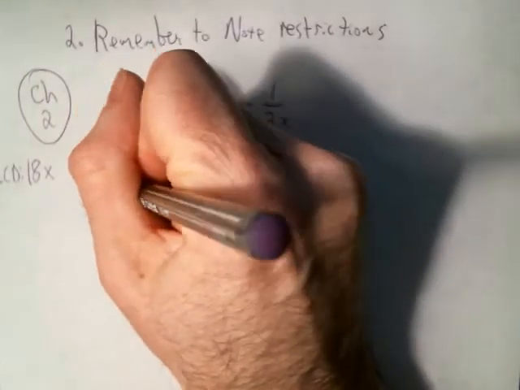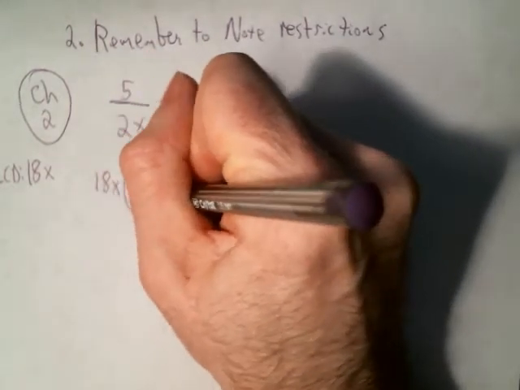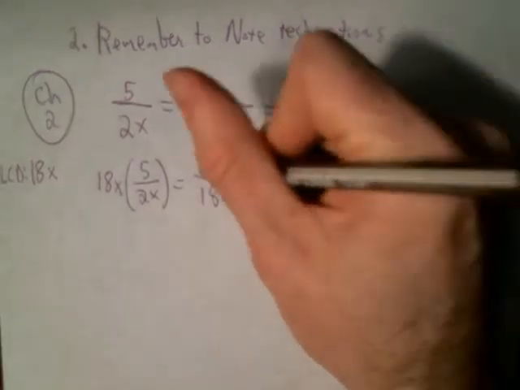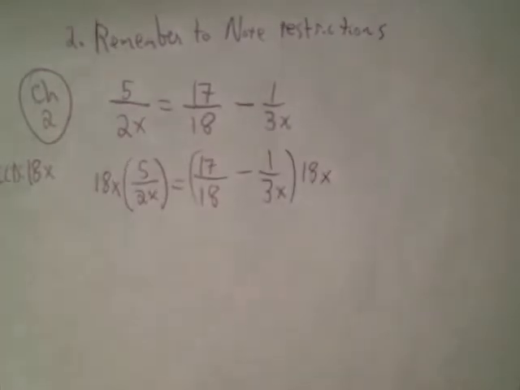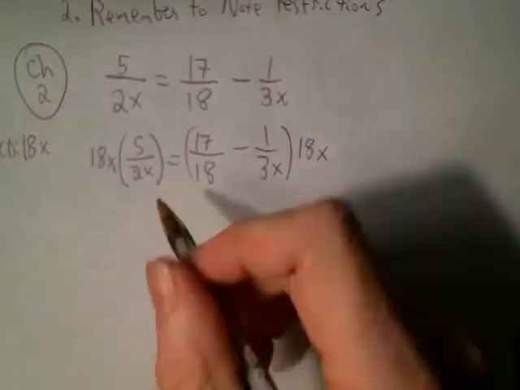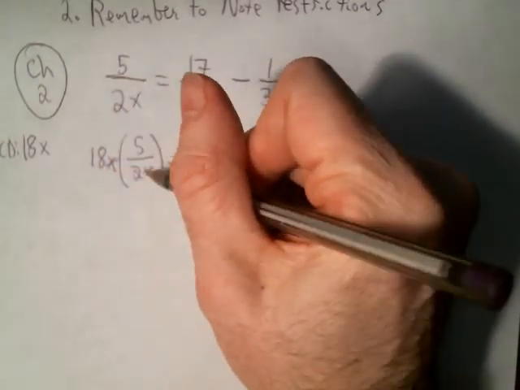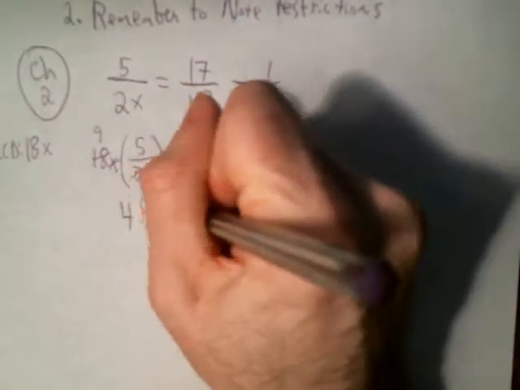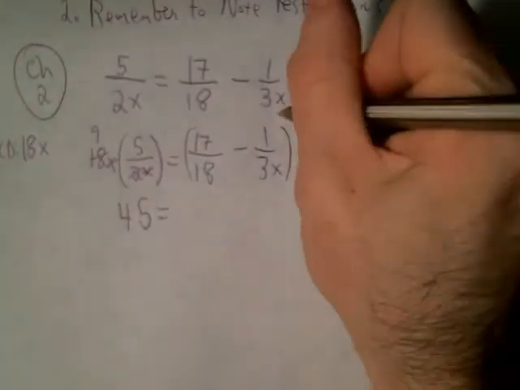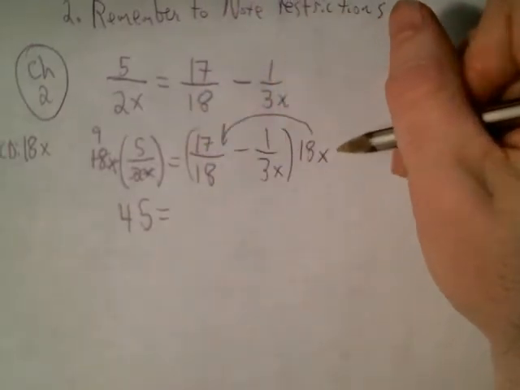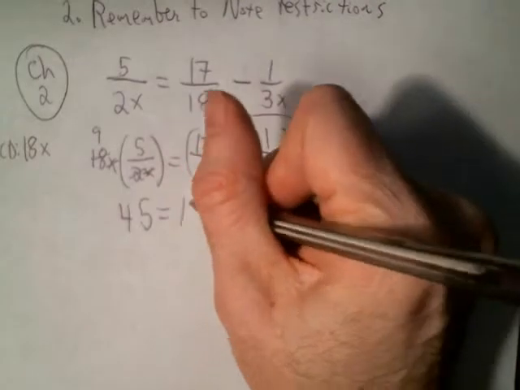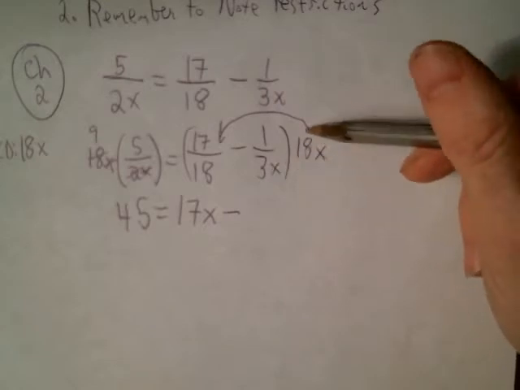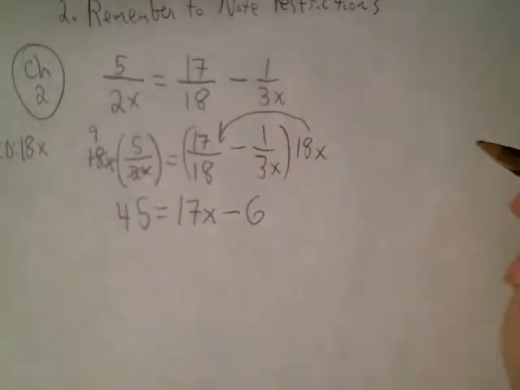Okay, so I'm going to multiply both sides by 18x. On the left-hand side, the x's will cancel, and 2 goes into 18 9 times, and then 9 times 5 is 45. On the right-hand side, when I do my first distribution, the 18's will cancel, and I'll just be left with an x times the 17. So 17x minus, here the x's will cancel. 3 goes into 18 6 times, so 6 times 1 is 6.